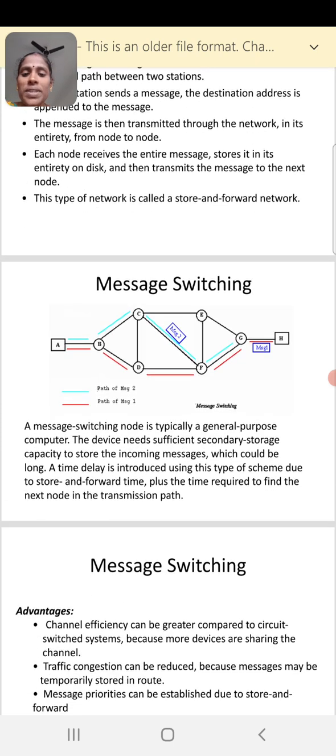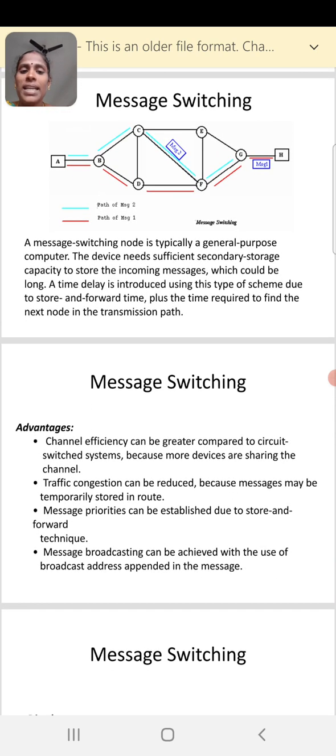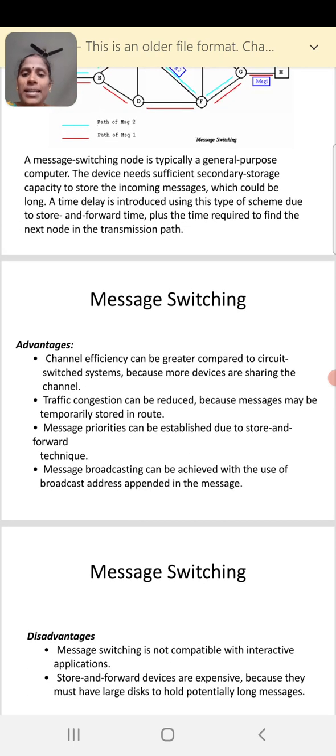A message switching node is typically a general purpose computer with the capacity to store the incoming message, which could be long. A time delay is introduced using this type of system due to store and forward time, and to find the next node in the transmission path.